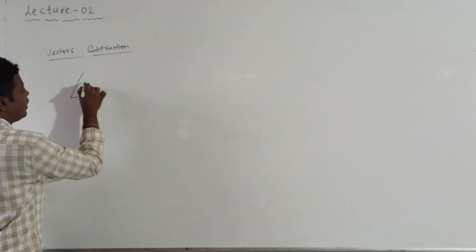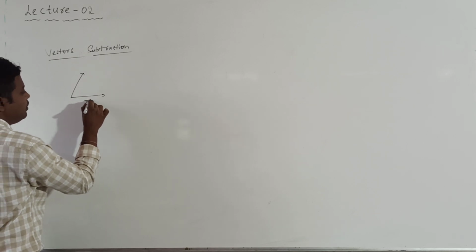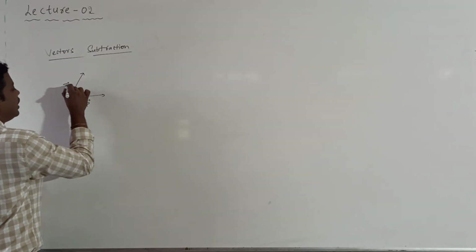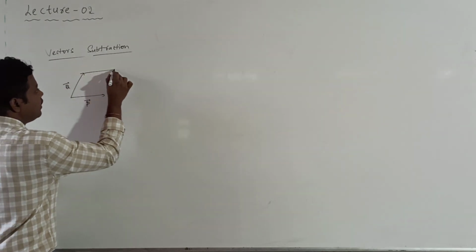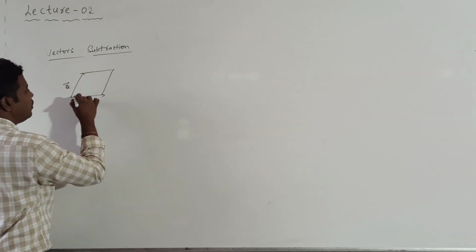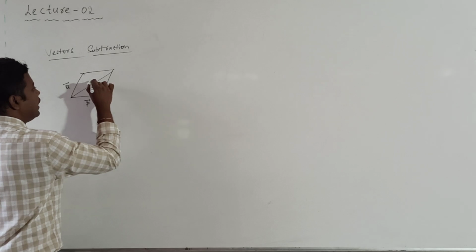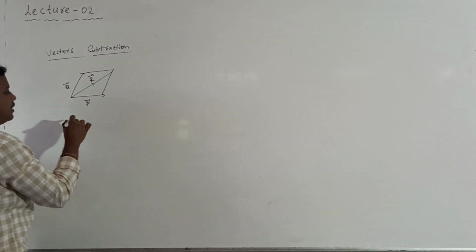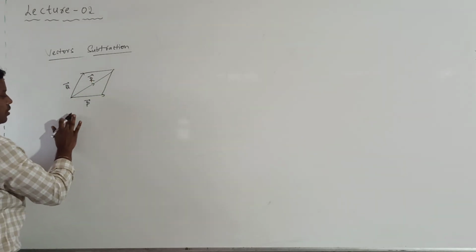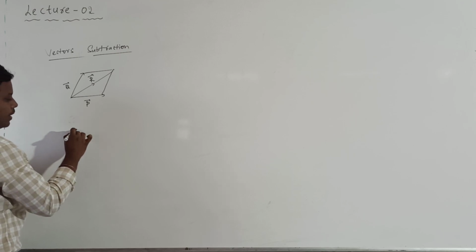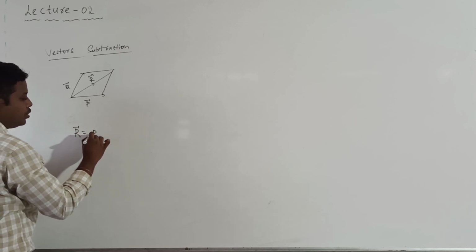So what is the parallelogram law? When two vectors which are drawn from the same initial point represent the two adjacent sides of a parallelogram, then the diagonal drawn from the same initial point will represent the resultant vector, which is given by r bar. Yesterday we also wrote the formula for r bar. That is given by r bar is equal to p bar plus q bar.